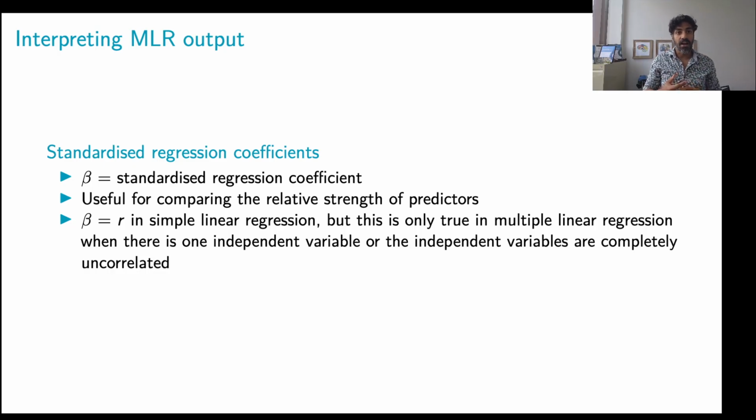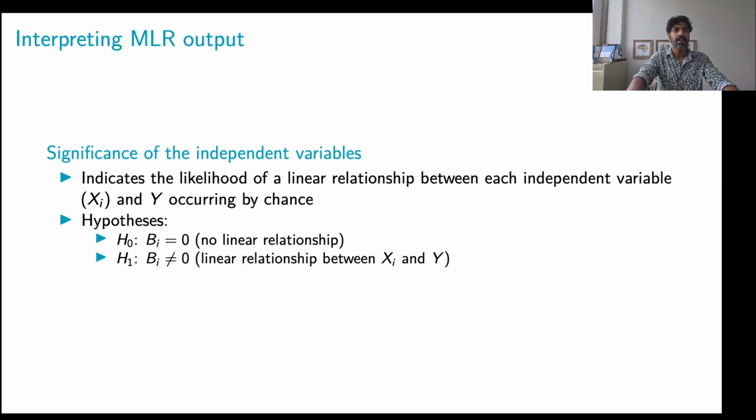So beta is equal to R in simple linear regression, but this is only true in multiple linear regression where there is one independent variable, or where the independent variables are completely uncorrelated, which is very, very rare. So if there is one independent variable in the multiple linear regression, it's essentially a simple linear regression. And so that's why, as we've seen before in the correlation lecture, a simple linear regression is the same output as correlations. They're all related, interrelated concepts.